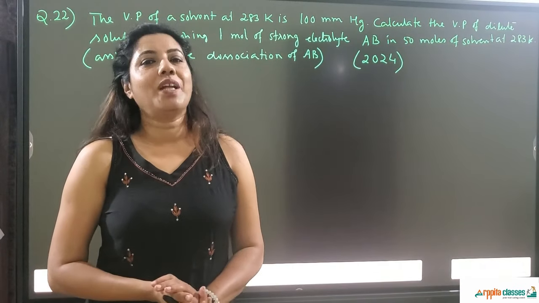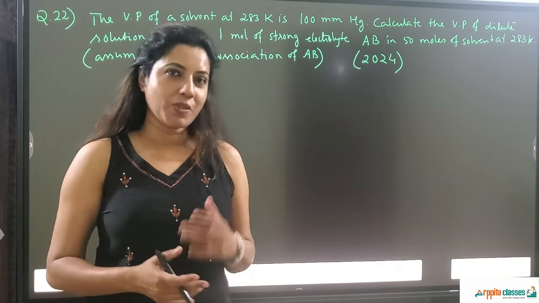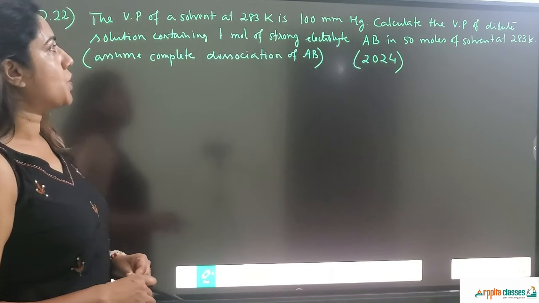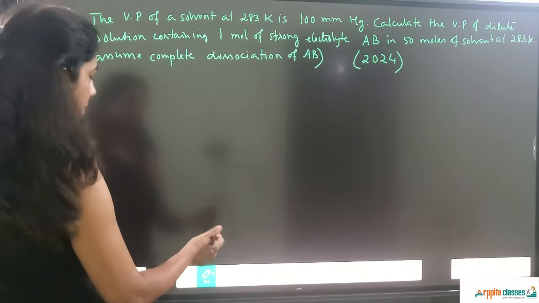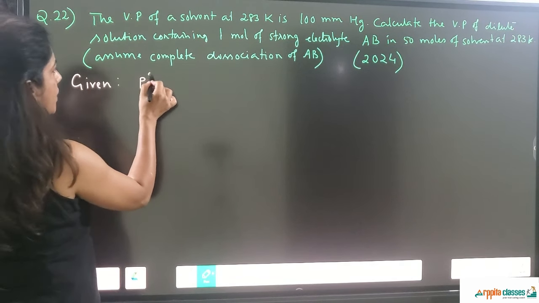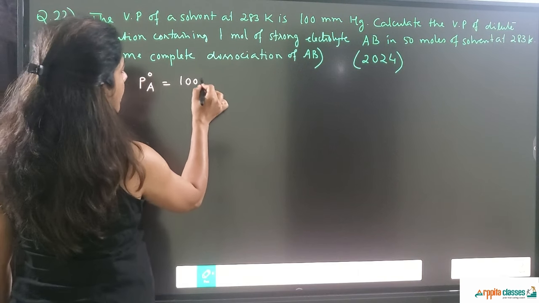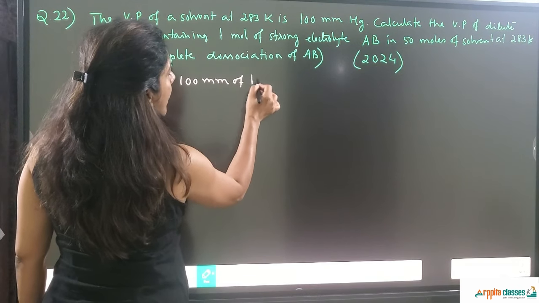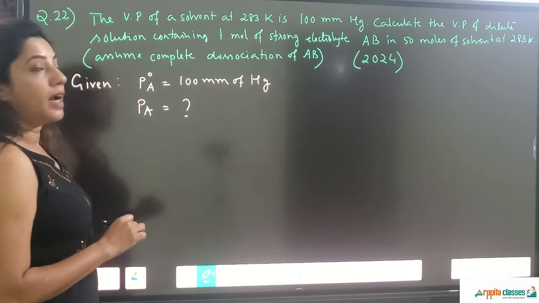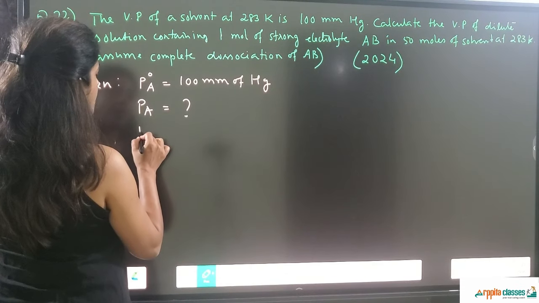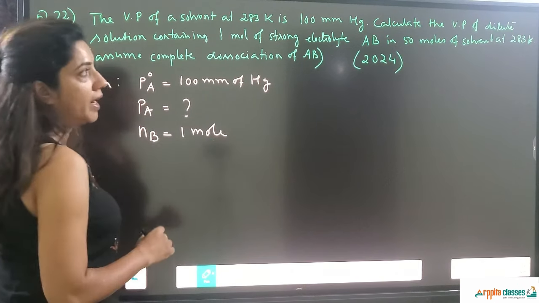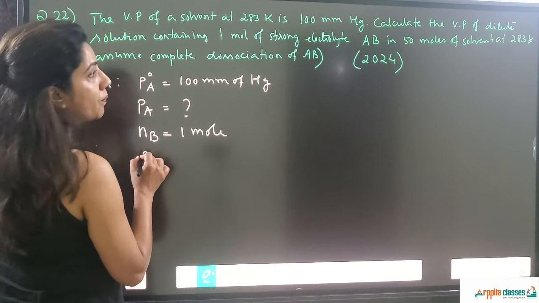So we have almost come to the last part of this video. Now the two sums are remaining. So the 22nd sum is: the vapor pressure of a solvent at 283 Kelvin is 100 millimeter of Hg. So I am directly writing now. It is the vapor pressure of the solvent, denoted by P0 A, equal to 100 millimeter of Hg. Calculate the vapor pressure of the dilute solution Pa, containing 1 mole of the strong electrolyte. So the number of moles of the electrolyte is 1 mole, and Ab in 50 moles of the solvent.